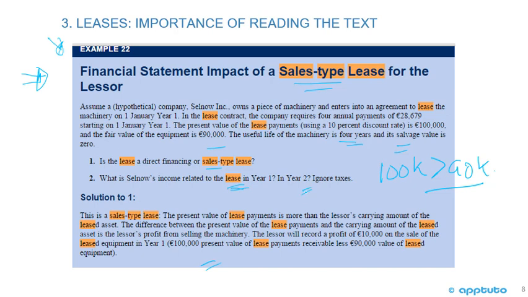In year 2, from the lessor's point of view, it's a finance lease. You'd have your interest income on the income statement. And that's the last slide for this LOS.